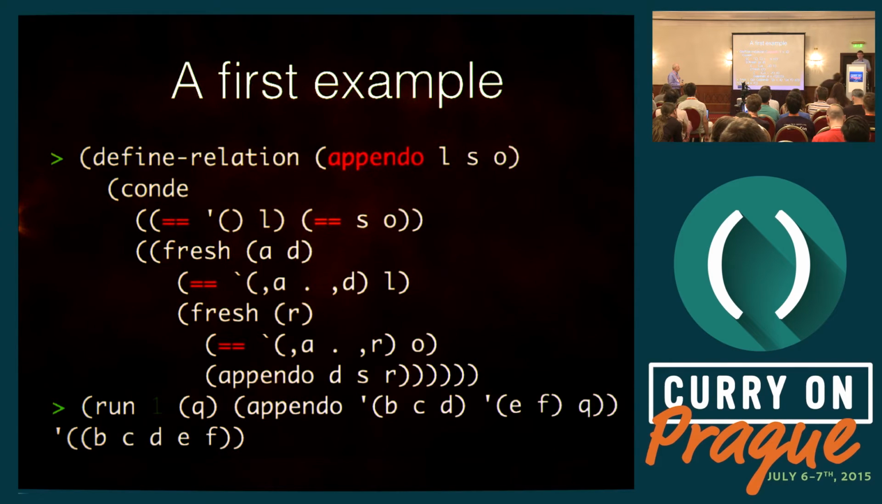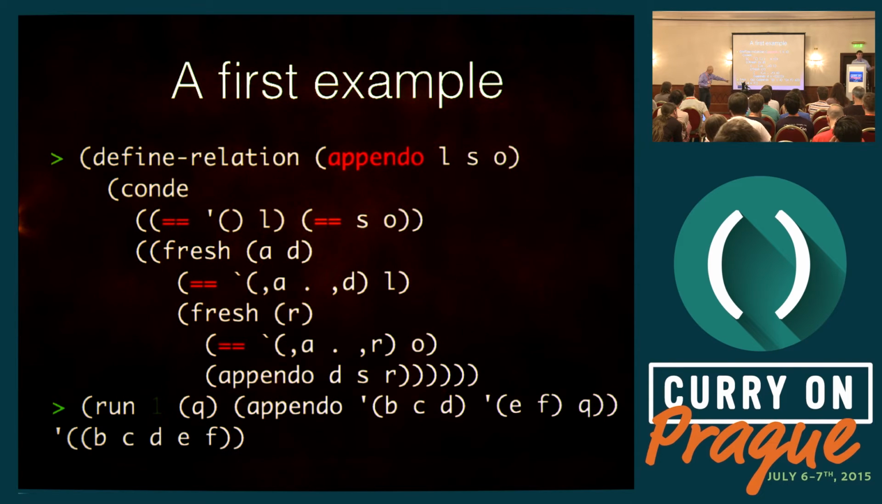Even if you're not a miniKanren expert and don't see what this code means, you can understand the run at the bottom. We're using appendo like you would your regular old append function. If I get the list BCD and the list EF and ask what happens when I append those two together, I get back out BCDEF.